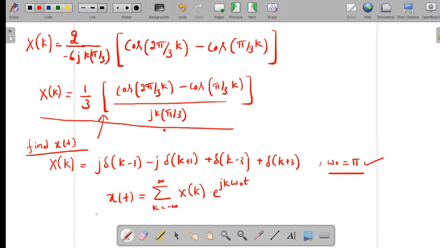So we know the expression for x of t. We just find it out by putting the values of x of k at particular values, because this del expression is valid only at k equal to 1, k equal to minus 1, k equal to 3 and k equal to minus 3. There you will get the amplitude 1. Put the corresponding values of k and find out the x of t signal. So try to find it out.